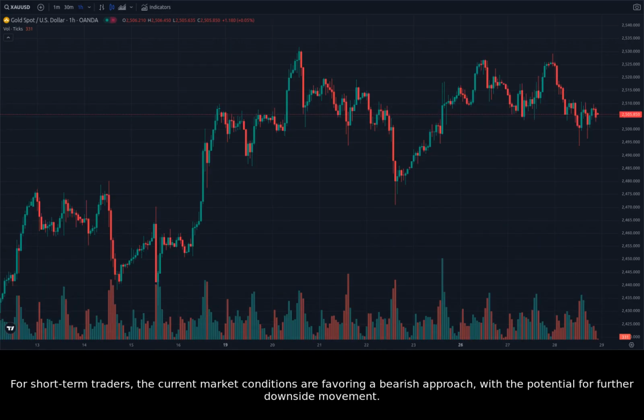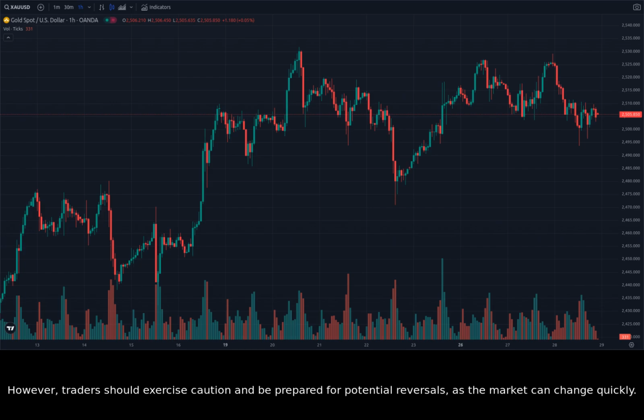For short-term traders, the current market conditions are favoring a bearish approach, with the potential for further downside movement. However, traders should exercise caution and be prepared for potential reversals, as the market can change quickly.